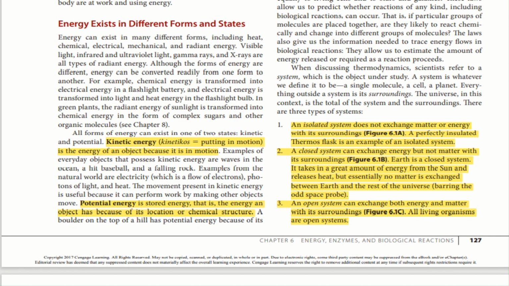Earth is a closed system. It takes in a great amount of energy from sun and releases heat. But essentially no matter is exchanged between Earth and rest of the universe. So it is a closed system. Then we have open system. Open system can exchange both energy and matters with its surrounding. For example, all living organisms are the open system.